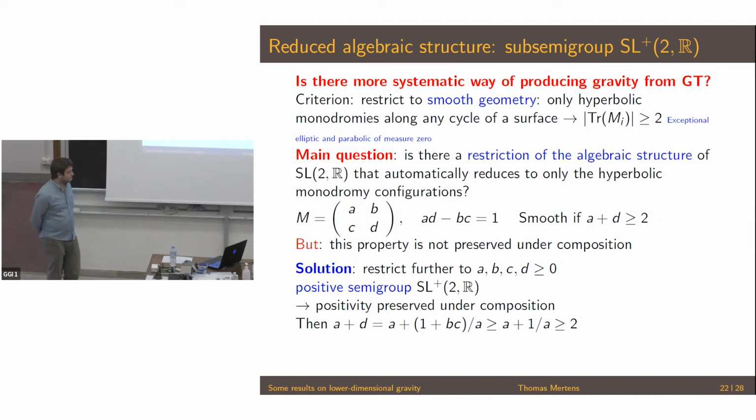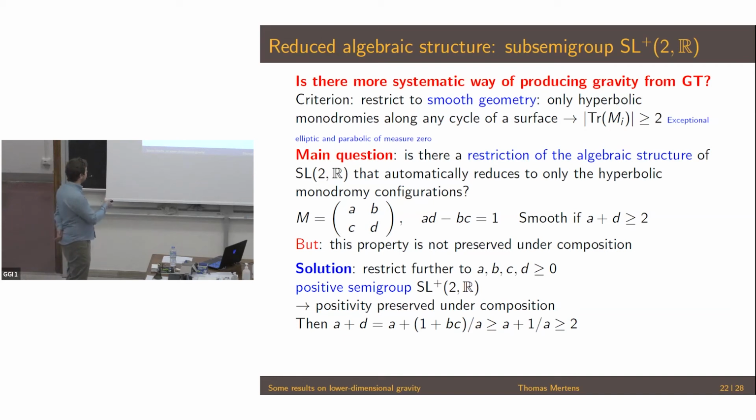It's what is called a semigroup. And it's called a positive semigroup because all of the entries are positive. Mathematicians call it SL plus 2R, and the plus means this positivity. As I mentioned, this positivity is preserved under composition. And also, very importantly, it's very easy to show that only the hyperbolic monodromies exist in this semigroup.